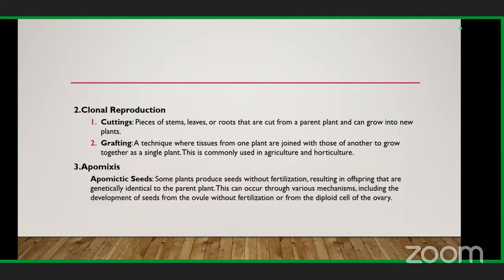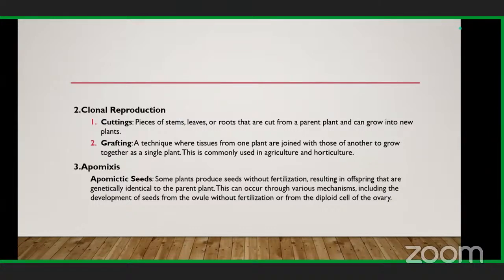Of course, there are some hormones which help in that process, and it will join as a single plant. So basically, we will get the desired characters of the two plants in that single plant. That is called grafting. Next is apomixis. It is a very new term in the angiosperms.